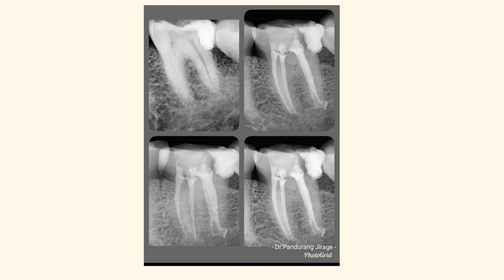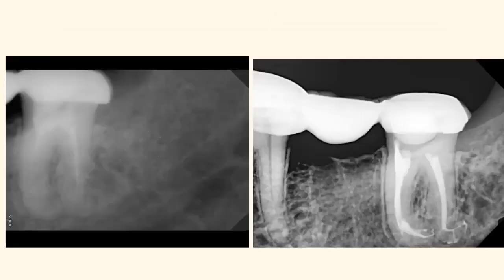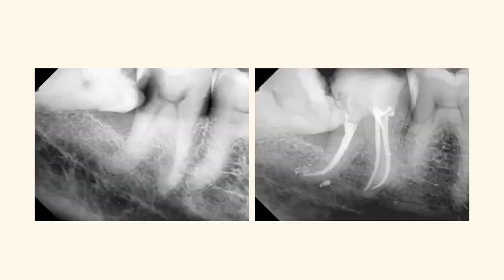This is another case with multiple portals of exit in the distal canal. A case with apical trifurcation. A case with acute curvature in the distal root in a third molar. Again, this is a case with a curvature in the distal root.